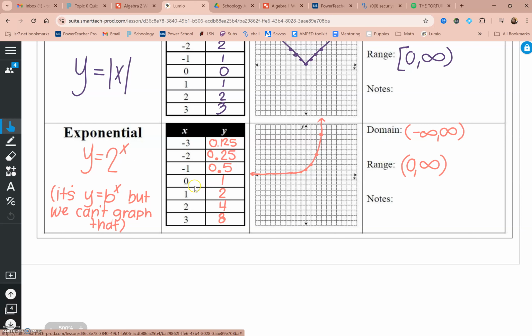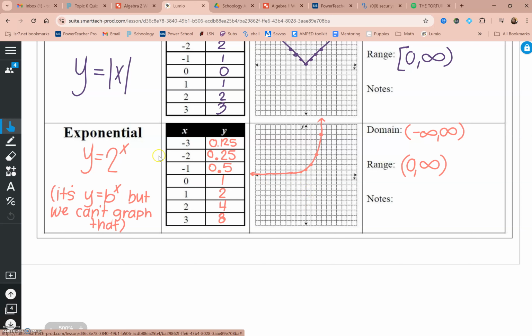Once again, you could make a table. 2 to the power of 0 is 1 because anything to the power of 0 is 1. 2 to the power of 1 is 2. 2 to the power of 2 is 4. And if you were to put these numbers in your calculator, you would notice that this is getting closer and closer to 0. No matter what number you put in for x, you are not going to get a negative back out. There's never going to be a negative y value here.